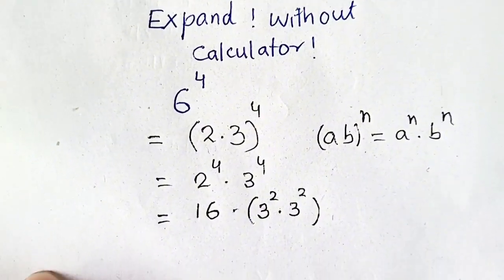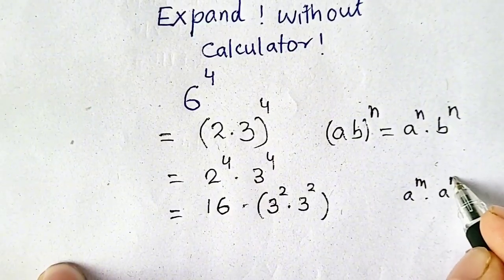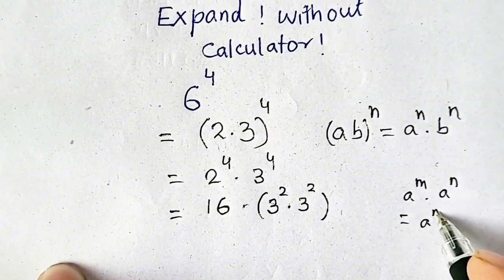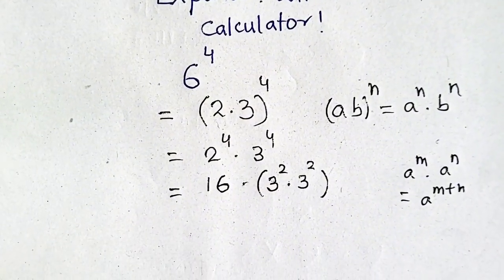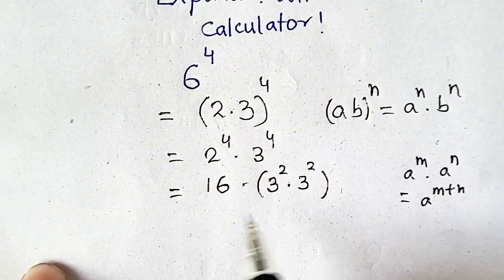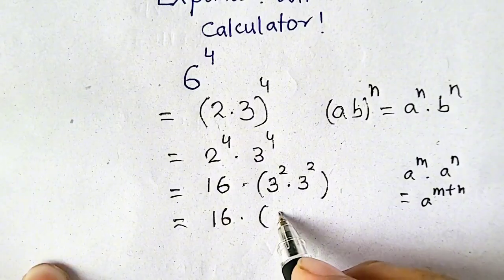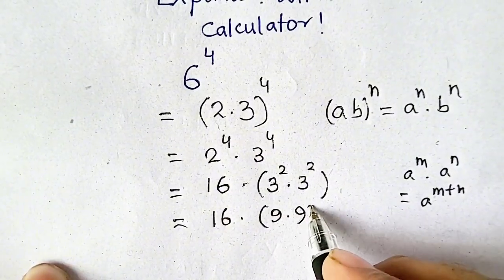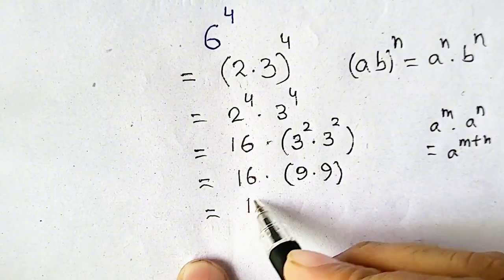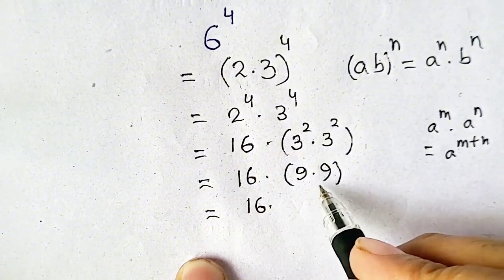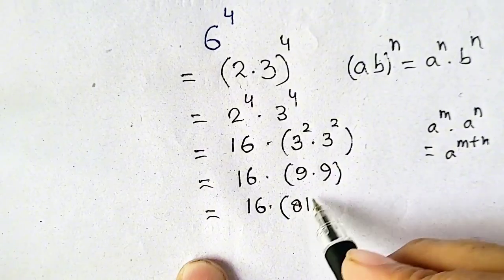It is basically a rule. When bases are same, then powers will be added. Should we apply this rule? It means 2 plus 2 will be equal to 4. So 16 and 3 square is equal to 9. 9 times 9. So it will be 16 and 9 times 9 will be equal to 81.